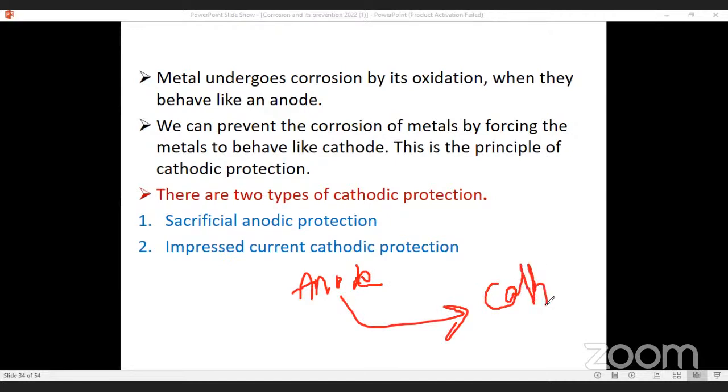What is the principle involved in this? The anode acts as a cathode. At the cathode, the reduction process takes place. Therefore, there is no corrosion at the cathode. That is the principle involved. Two types of protective coatings are there: sacrificial anodic protection and impressed current cathodic protection. We will see what these two methods are.